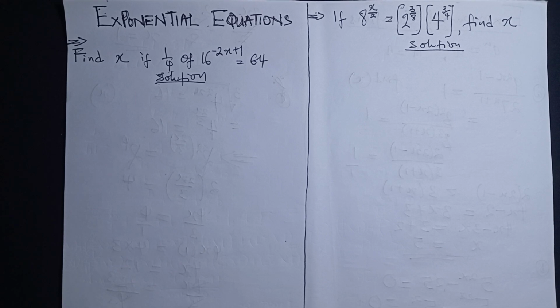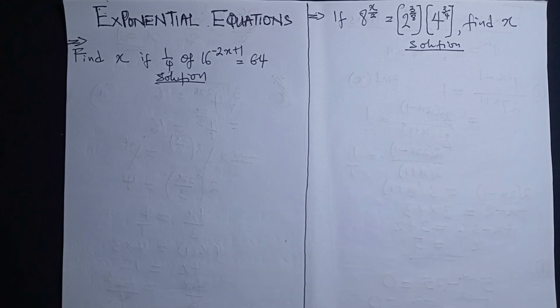That's how you learn. So the first question says, find x if 1 over 4 of 16 raised to power minus 2x plus 1 is equals to 64. Find the value of x. So let's attempt the first question. The first question says, find x.